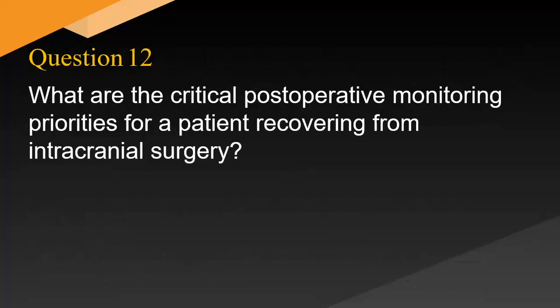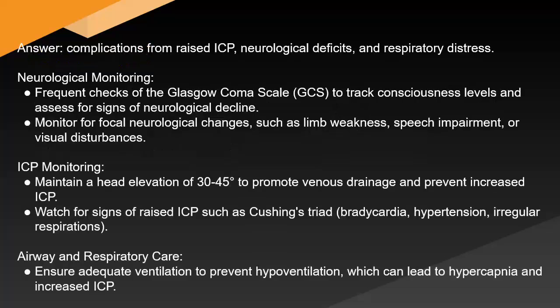What are the critical postoperative monitoring priorities for a patient recovering from intracranial surgery? Answer: Complications from raised ICP, neurological deficits, and respiratory distress. Neurological monitoring: frequent checks of the Glasgow Coma Scale (GCS) to track consciousness levels and assess for signs of neurological decline. Monitor for focal neurological changes such as limb weakness, speech impairment, or visual disturbances.